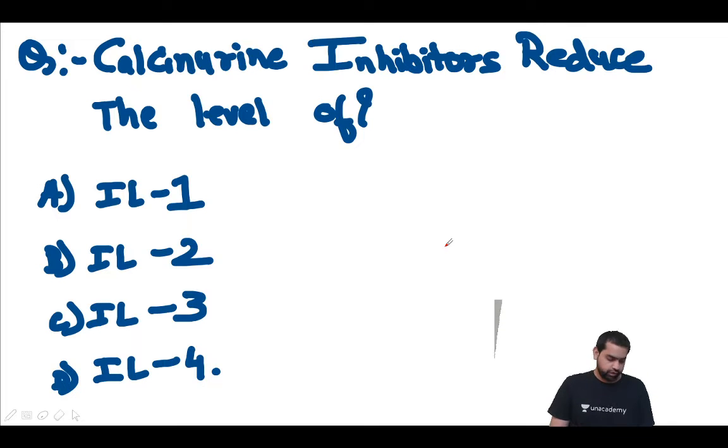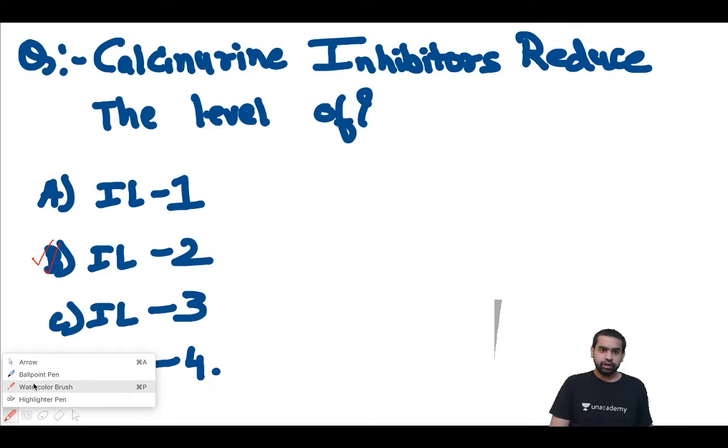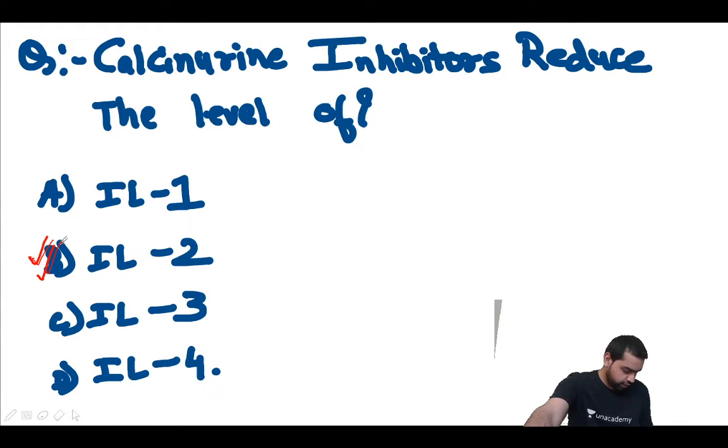Yes guys, you're absolutely correct. Calcineurin inhibitors basically act by inhibiting interleukin 2. Very good. The answer is in fact B. Now let us talk about the next question. It's not interleukin 3, Ramesh, it is interleukin 2.